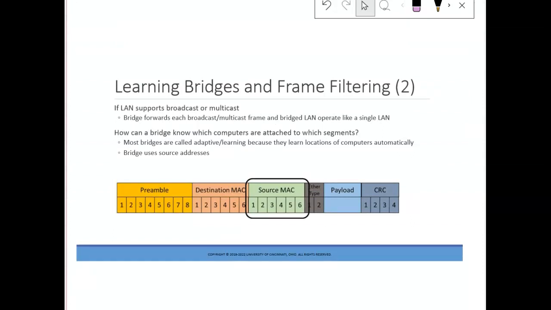If the LAN supports broadcast or multicast, the bridge will forward a copy of each broadcast or multicast frame to ensure that the bridged LAN operates like a single LAN. So how can a bridge know which computers are attached to which segments? Most bridges are called adaptive or learning bridges because they learn the locations of computers automatically. To do so, a bridge uses the source MAC address field found in the layer 2 frame to know where to send the packet.